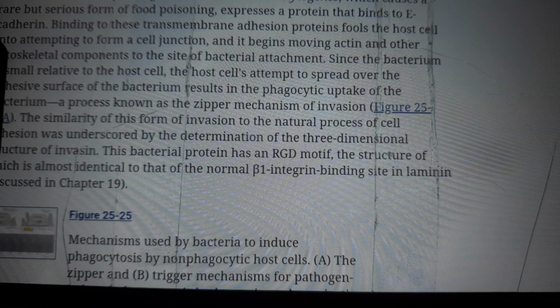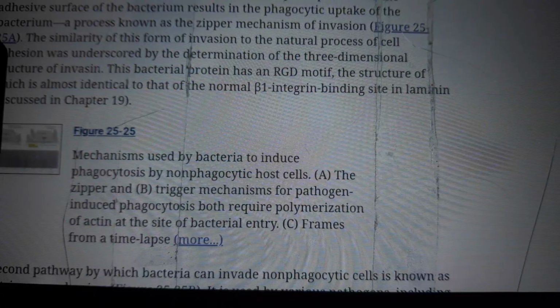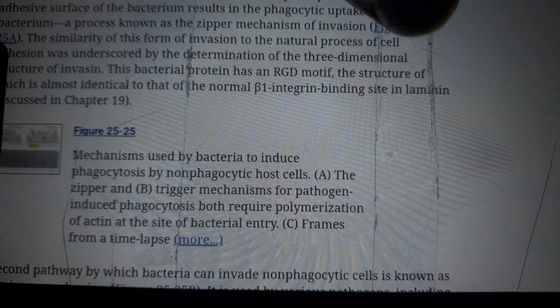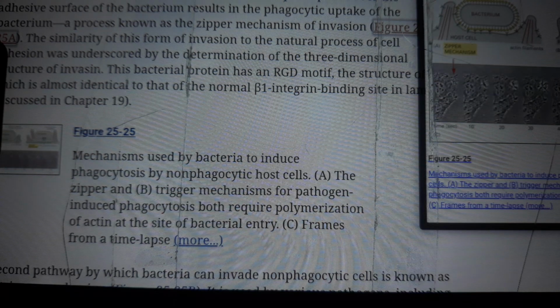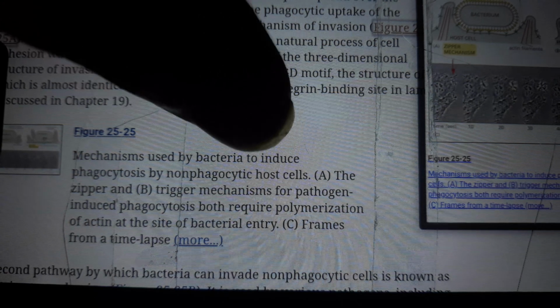Binding to these transmembrane adhesion proteins fools the host cell into attempting to form a cell junction, and it begins moving actin and other cytoskeletal components to the site of bacterial attachment. Since the bacterium is small relative to the host cell, the host cell's attempt to spread over the adhesive surface of the bacterium results in the phagocytic uptake of the bacterium, a process known as the zipper mechanism of invasion. You can see that in the figure here. The zipper mechanism. Okay, so it moves across. That's interesting.